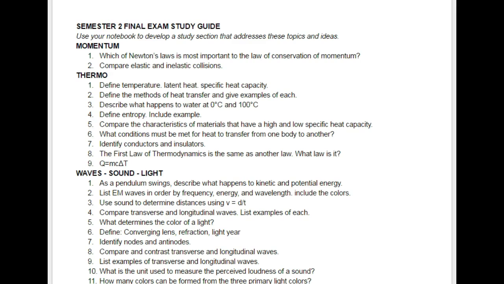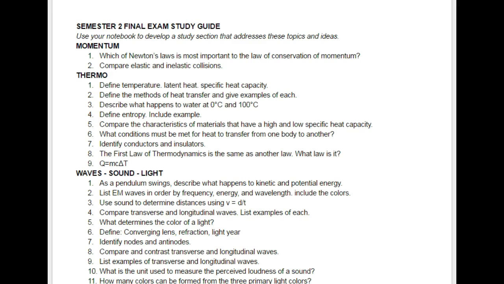List electromagnetic waves in order by frequency, energy, wavelength. Include the colors. You need to know the acronym ROY G BIV: red, orange, yellow, green, blue, indigo, and violet. On the test, you will be provided a reference table for the electromagnetic spectrum.